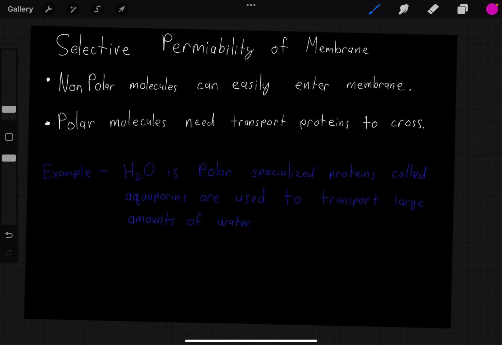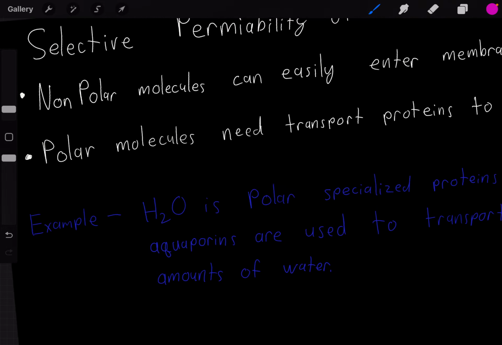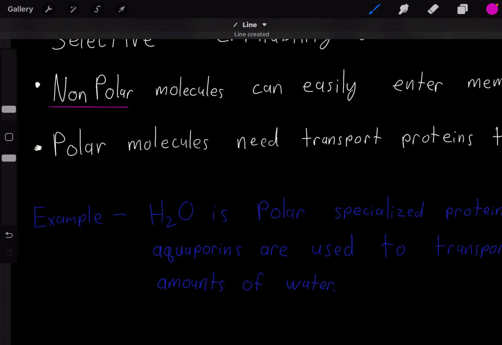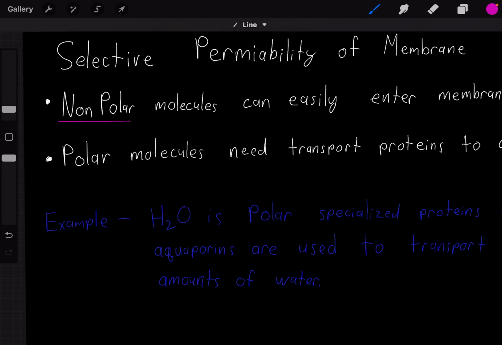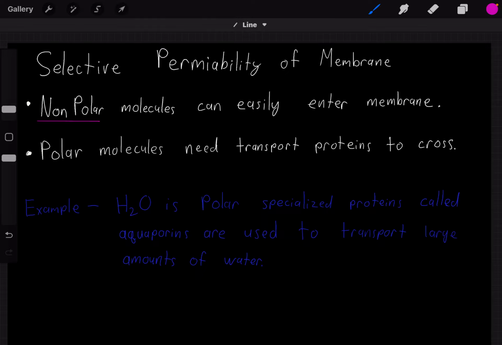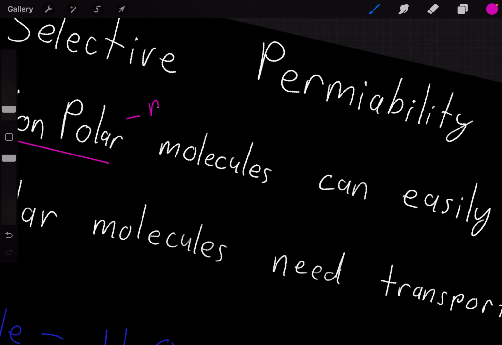For the selective permeability of a membrane specifically, we have to talk about nonpolar and polar molecules. Nonpolar molecules are basically molecules that have no charge. This happens usually when the electronegativity of the atoms is the same, and when they combine, they have no partial positive or negative charges. So these molecules can enter the cell easily. So nonpolar means not charged.